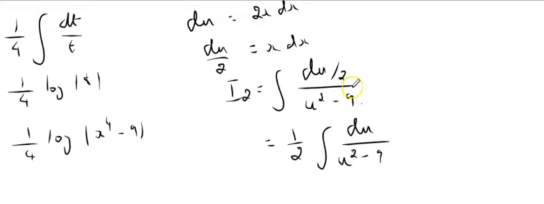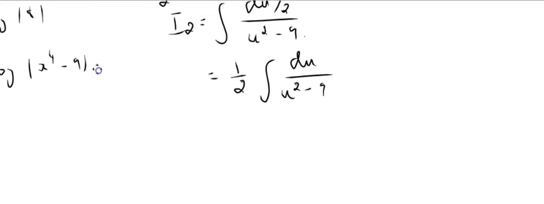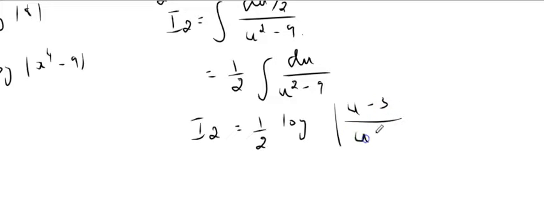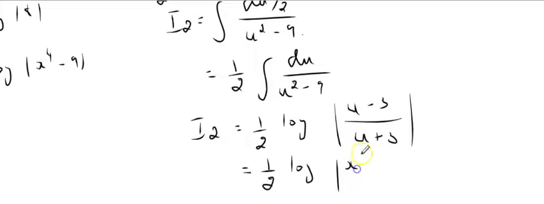Which will take the value of 1 by 2a log of x minus a by x plus a. So when I substitute that, I'll get I2 is equal to half into log of u minus 3 by u plus 3. Now I can substitute back for u as half into log of, we took u as x squared, so x squared minus 3 by x squared plus 3.